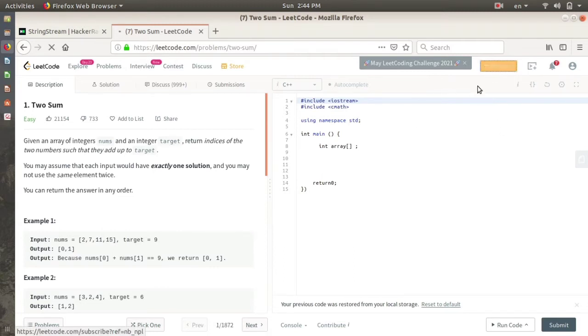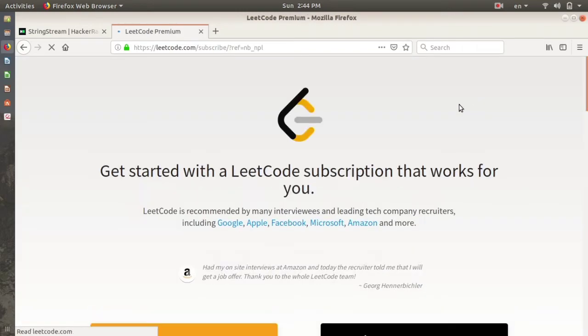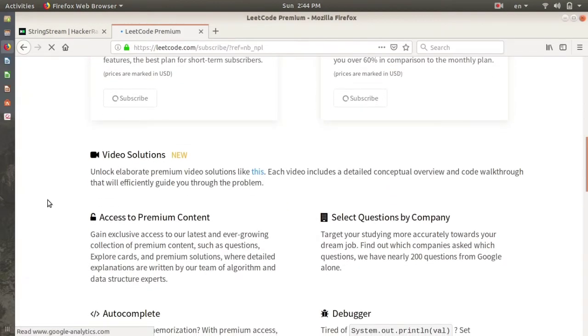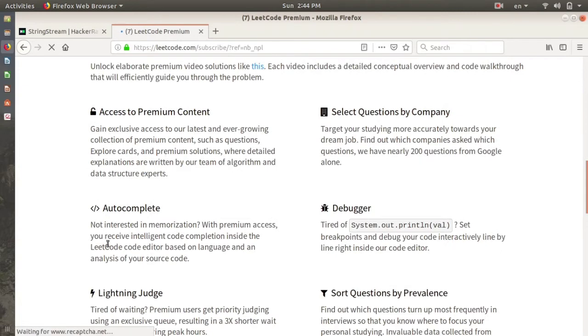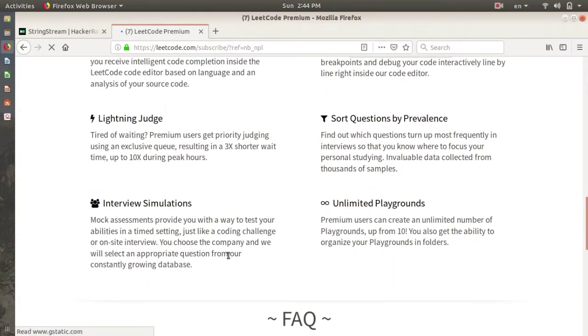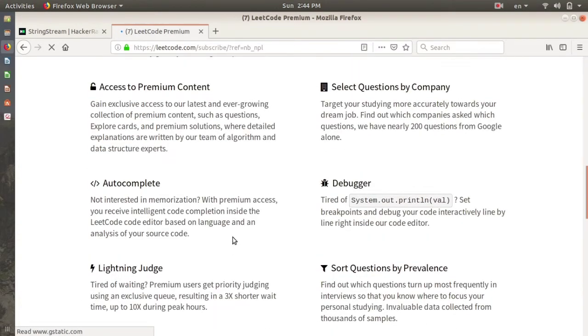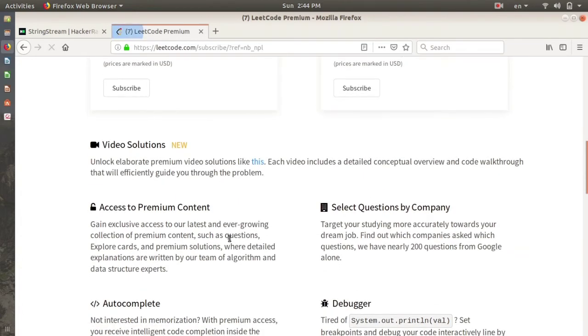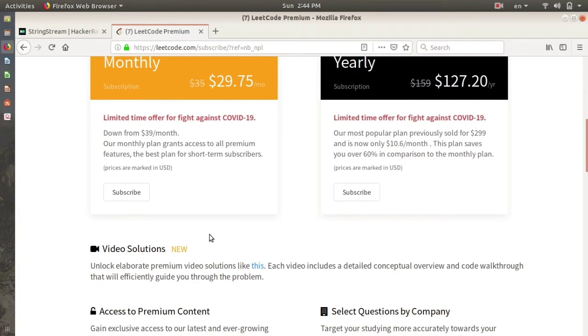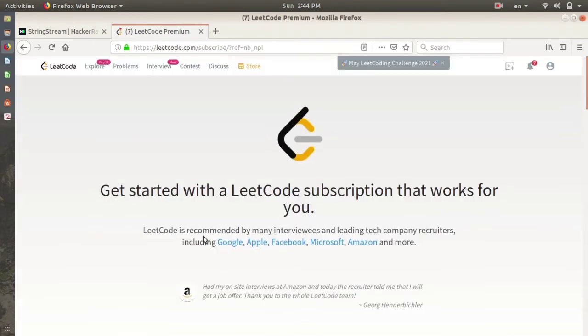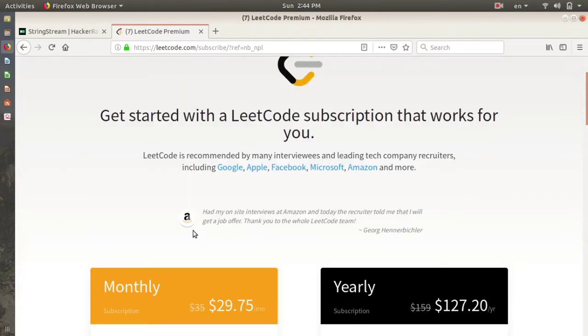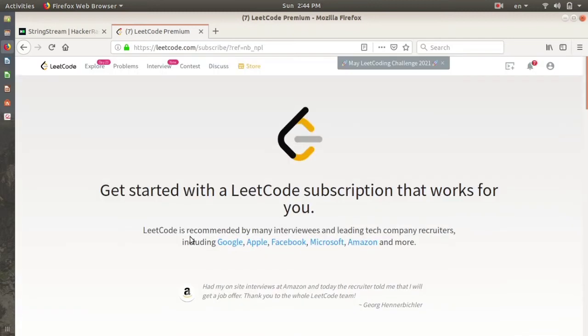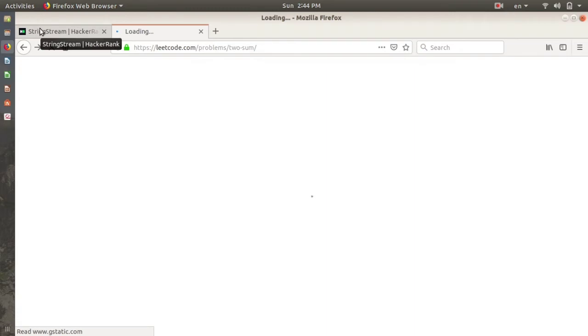In the premium feature, we have got a lot of things, like you can see solutions, access to premium content, autocomplete, lightning judges, interview simulations. And with a subscription in LeetCode, you will be able to access exclusive premium questions. You'll also be able to group questions by company and practice mock assessments targeting a specific company, which is not here in HackerRank. Okay, that's one advantage of LeetCode, I'd say.